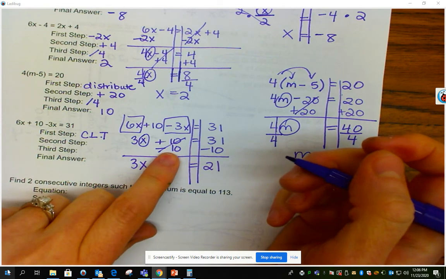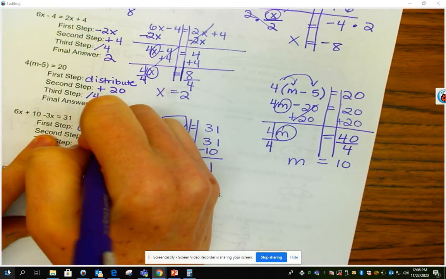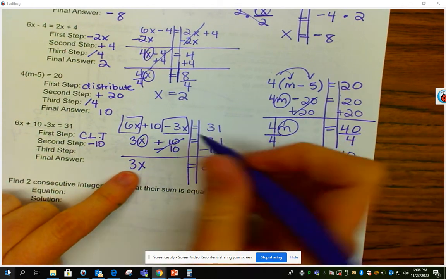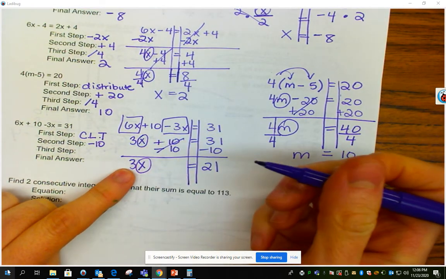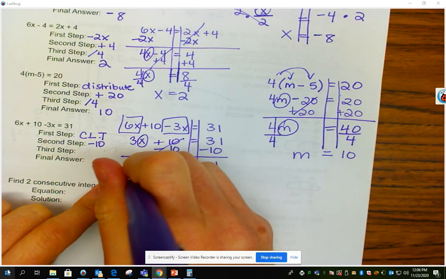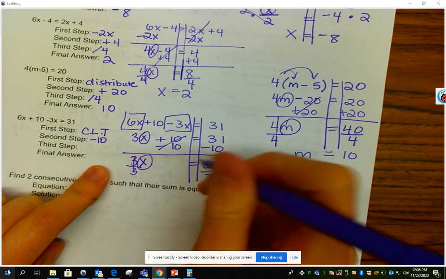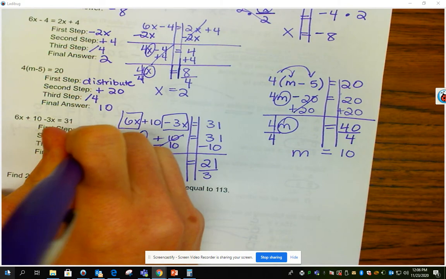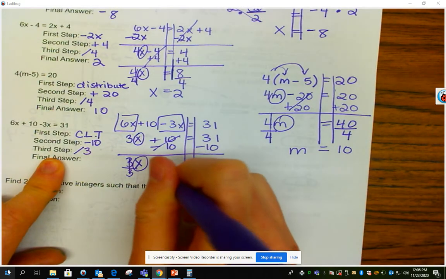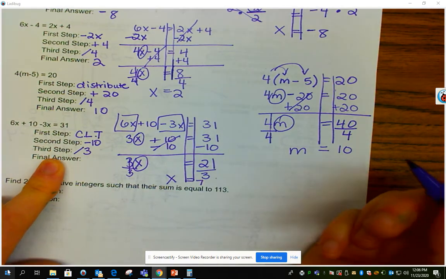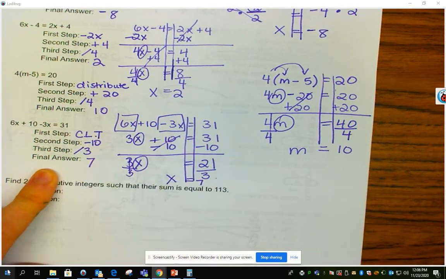So, I forgot to write my step down. Minus 10. Why it's a good idea to show your work. All right, and now we have x here. To get rid of the 3, I need to divide, because that's the opposite of multiplying. So that was divide by 3 for that step. And now x equals 21 divided by 3 is 7. So my final answer would be 7.